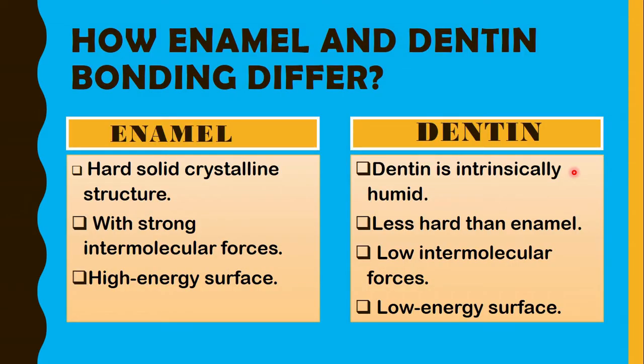How do enamel and dentin bonding differ? So what is the basic difference? If you talk about the composition, enamel is naturally hydrophilic, and it consists of 95% inorganic matter and 1% organic matter by weight. It has a hard solid crystalline structure, and the hydrophobic bonding resin can wet and penetrate the dried etched enamel because of the high surface energy of the etched enamel surface.